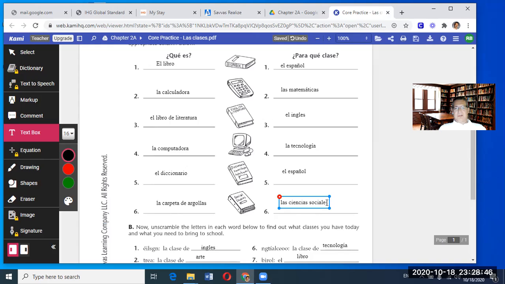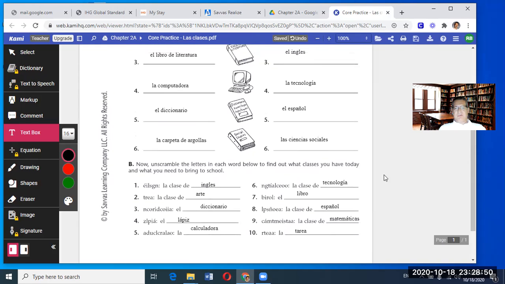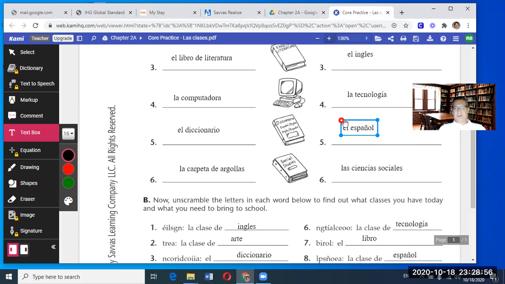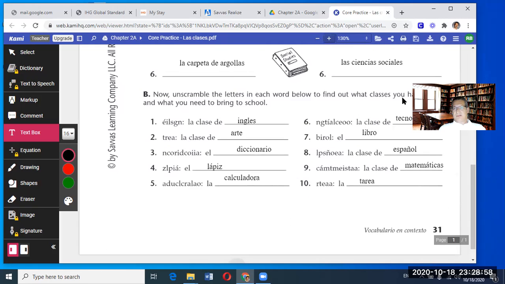You got that? First 6 and then the last 5. I'm going to zoom in. Make sure you have a good look for the last.